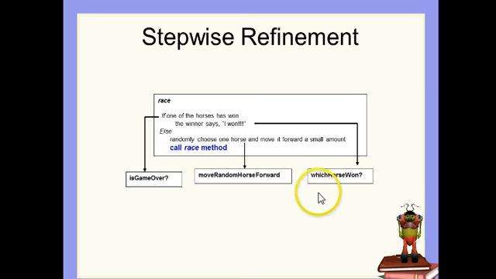So let's take a look at the stepwise refinement of the storyboard. Within the method race, we've got to ask ourselves, is the game over? And that's the if-else right there. We've got to write a method to move the random horse forward, and the choice of horse is what's random. And then also we need to be asking the question, which horse won?